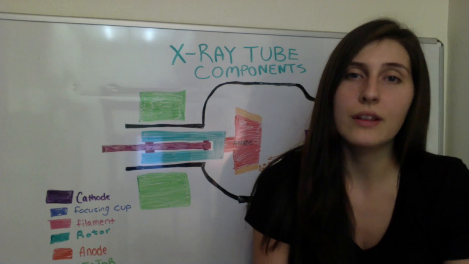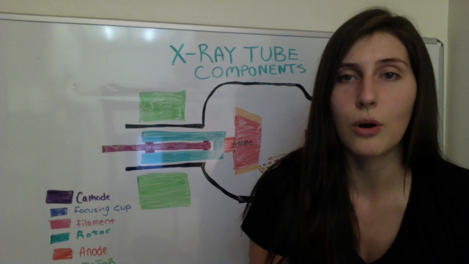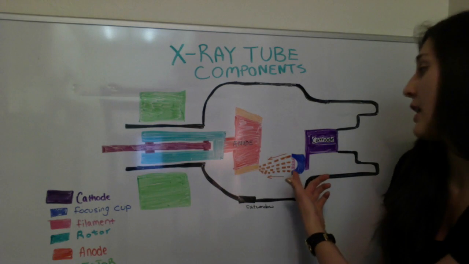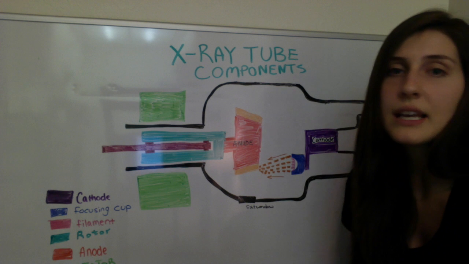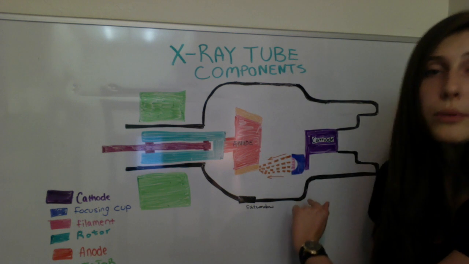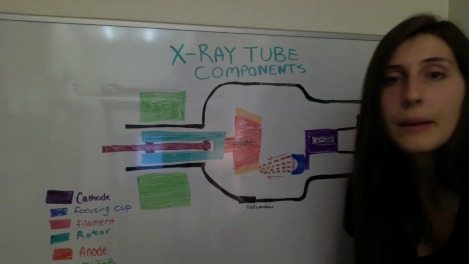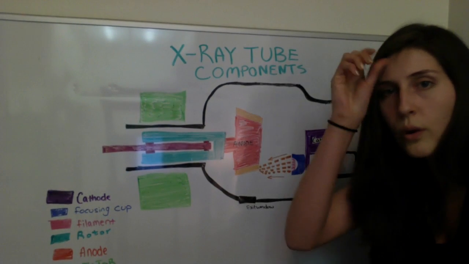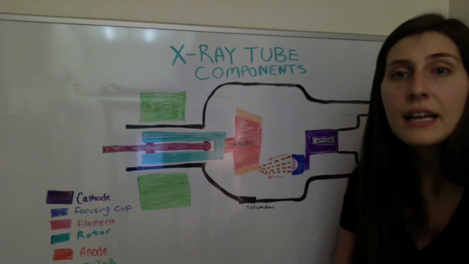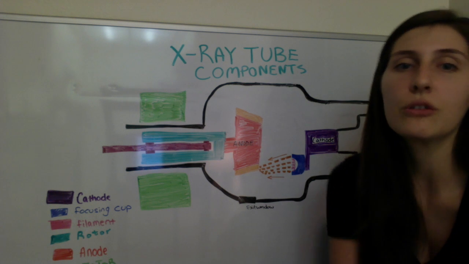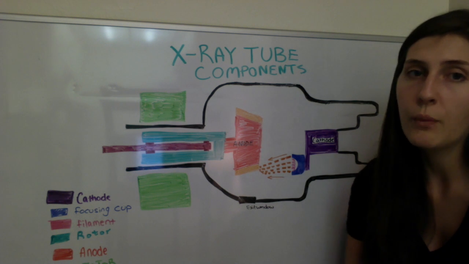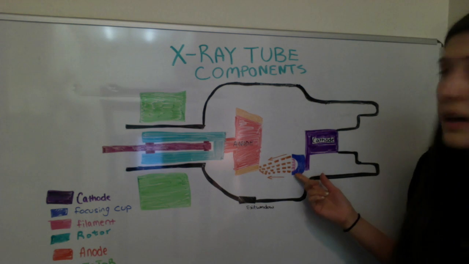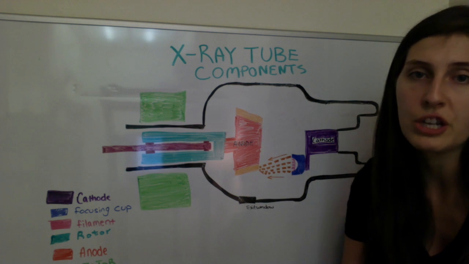A normal cathode is made up of a negatively charged small coil of wire called the filament, which is shown here, housed in a focusing cup, which is shown here in blue, and then the filament is in pink. The filament is a negatively charged coil of wire, which becomes heated when the electrical current passes through, and when that energy becomes enough to expel the electrons from the filament, it's called thermionic emission.